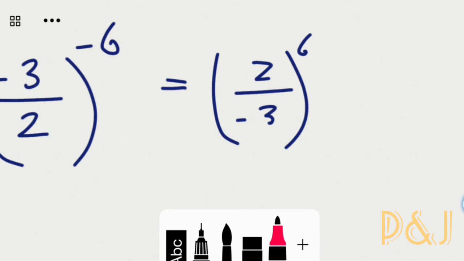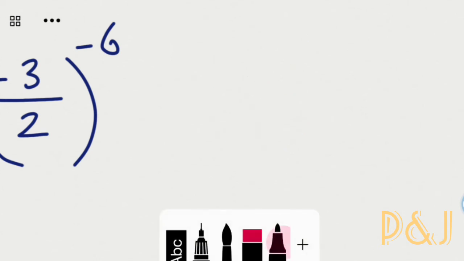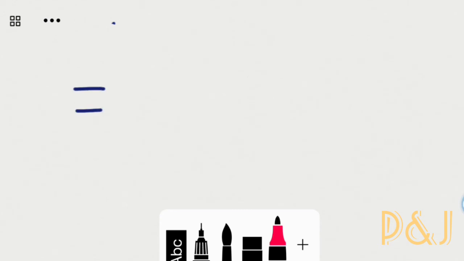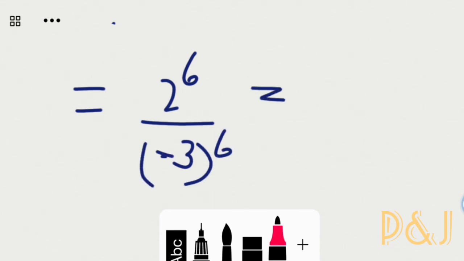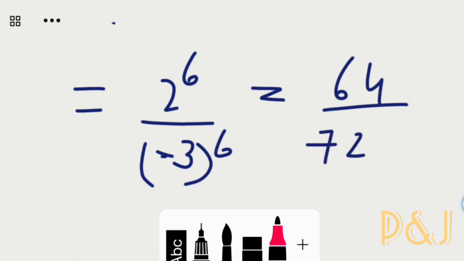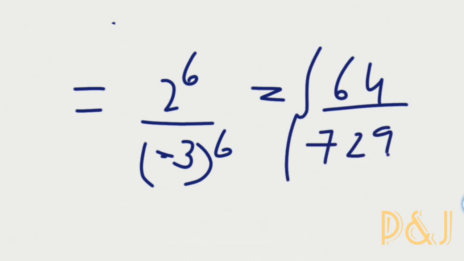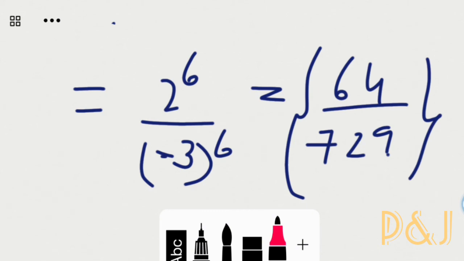And when the minus sign has gone, then we can simply write it as 2 raised to the power 6 upon minus 3 raised to the power 6. So that is 64 upon 729, and this is our answer.